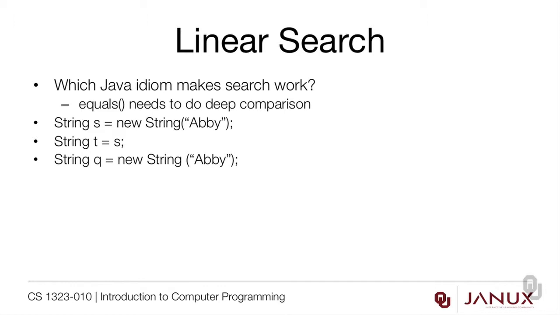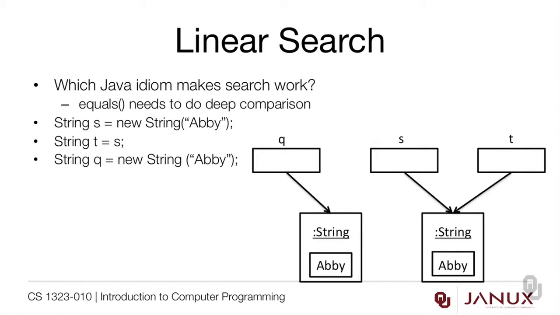Suppose we have a string S and we create a new string "Abby", one of my dog's names if you're wondering why you keep hearing about Abby. Then we have a string T, which gets the reference for S, and we have a string Q, which is another new string which contains "Abby". Let's take a look at what this looks like in the computer memory. So our string S is over here, and here's the first string that was created. T has the same reference, so it's pointing to the same object that S is. Q has a new object.